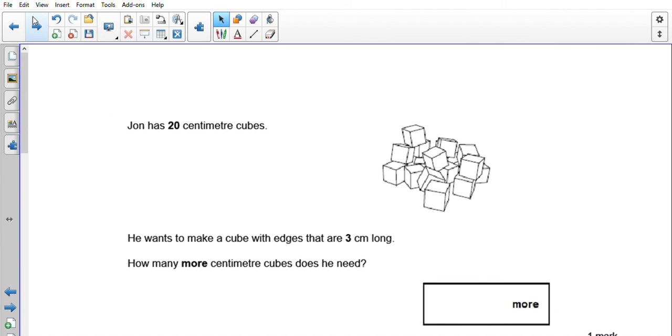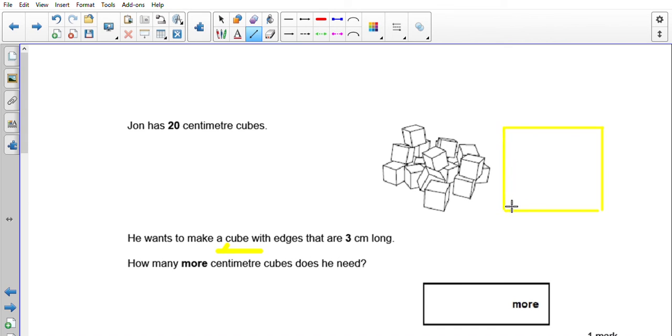John has got 20 centimetre cubes. He wants to make a cube, important word, with edges that are 3 centimetres long. We know from work that we've looked at that a cube has all edges the same length, which means his cube is going to be 3 centimetres by 3 centimetres by 3 centimetres. So he's going to have a cube which is 3 centimetres by 3 centimetres by 3 centimetres. He's going to be creating that cube, so length, width, height, etc. Did I just say height? That's not a word, is it?